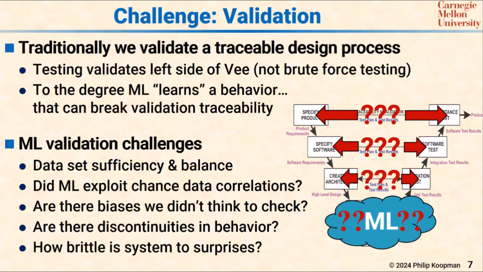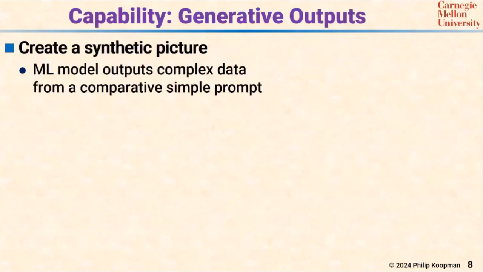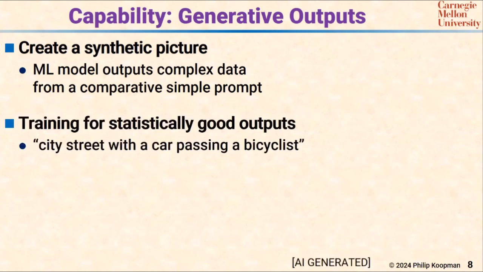The next capability is generative outputs. You can create a synthetic picture, and we've all seen synthetic pictures. In fact, this talk is full of them as illustrations. I've labeled them all AI generated for transparency. The machine learning model outputs complex data from a comparatively simple prompt.